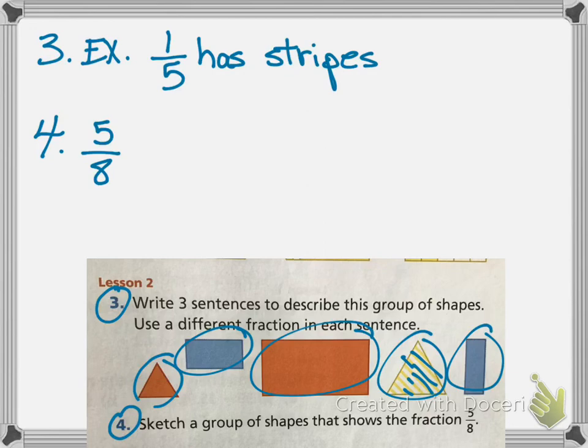So whatever you would like to do for that one, a group of shapes, so you have to draw a bunch of different shapes. The fraction tells you how many, and 5 of them need to look similar somehow. They have to have the same color, they have to have the same size, something has to be the same. Okay, so pause the video until you are done number 4.